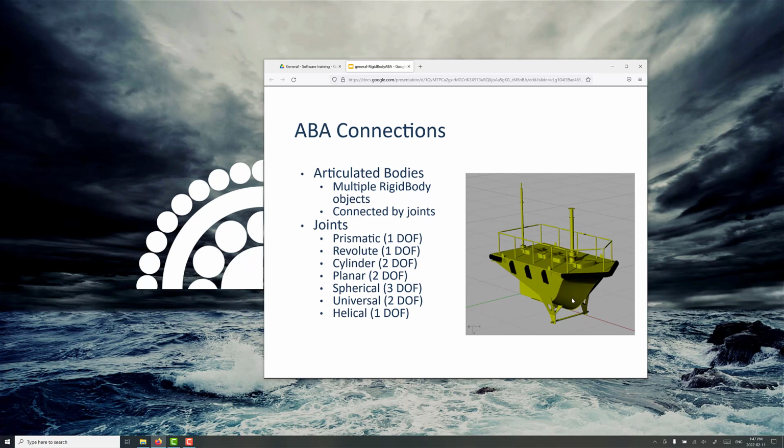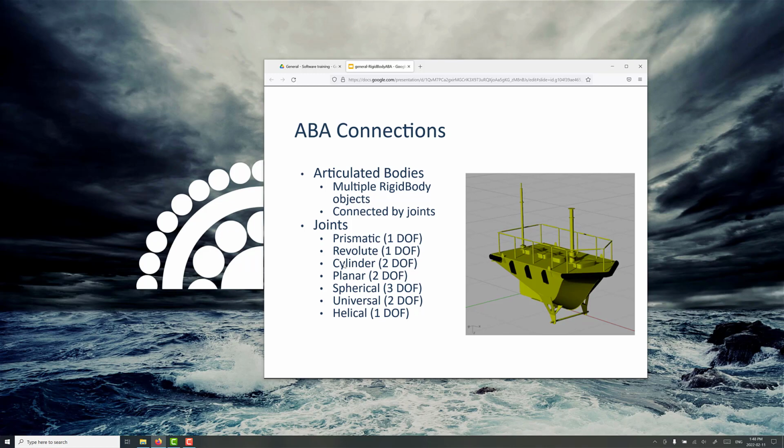So articulated bodies are a series of rigid bodies connected to each other with joints. The kinds of joints that are available are prismatic, which is a 1 degree of freedom linear joint, revolute, which is a 1 degree of freedom rotational joint, and these two joints, prismatic and revolute, comprise like 99% of how these kinds of connections are used in a lot of practice. But there's other joints available as well.